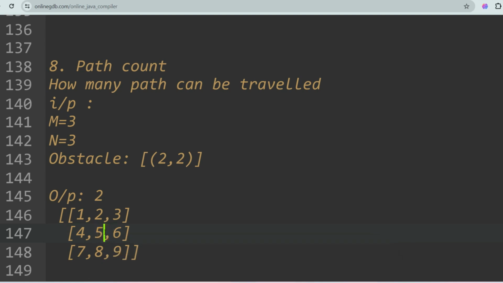In this case the matrix indexing is starting from 1, that's why 2 comma 2 is 5. And if this is an obstacle, then you have to reach m comma n, that means you have to reach 3 comma 3. To reach this you have only two paths. One is this way and the second one is this way, right? So you have to just count how many ways you can travel to reach m comma n, and this is the obstacle, right?